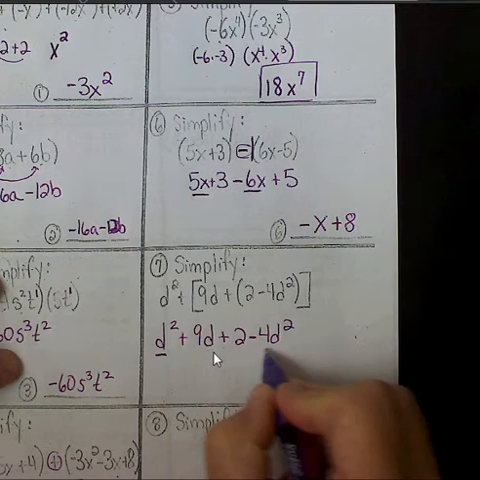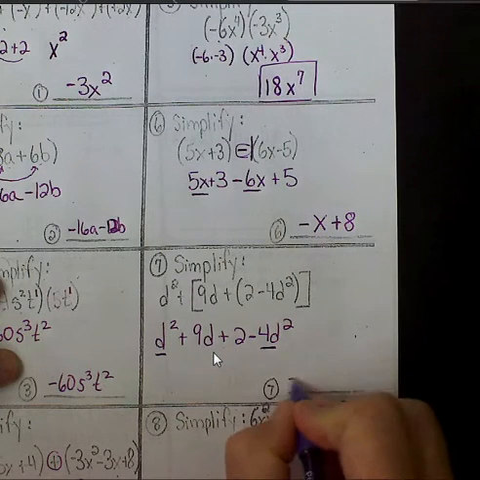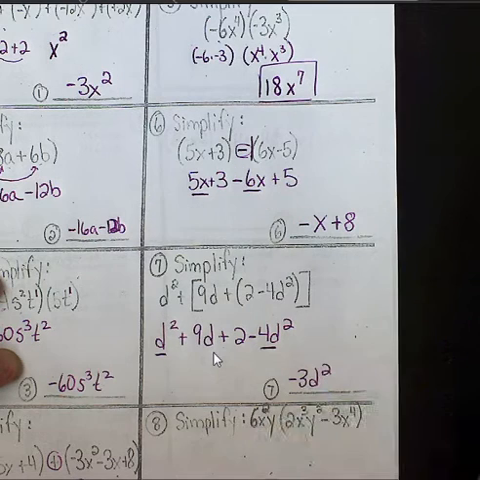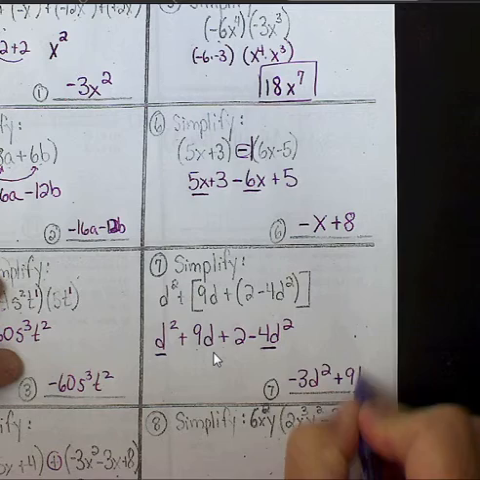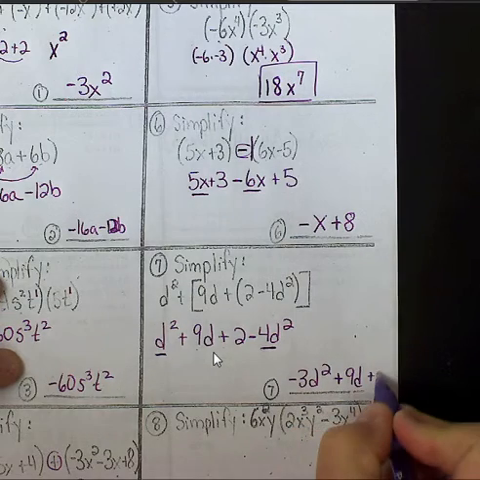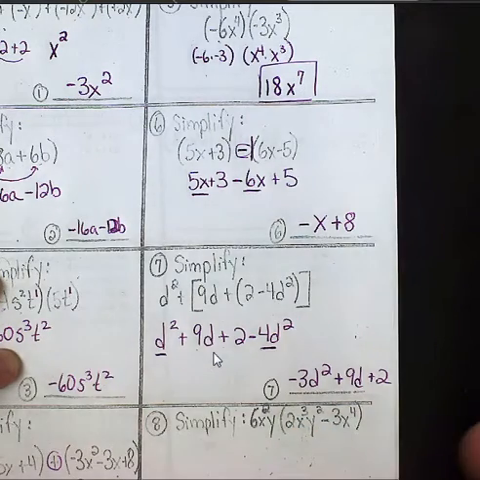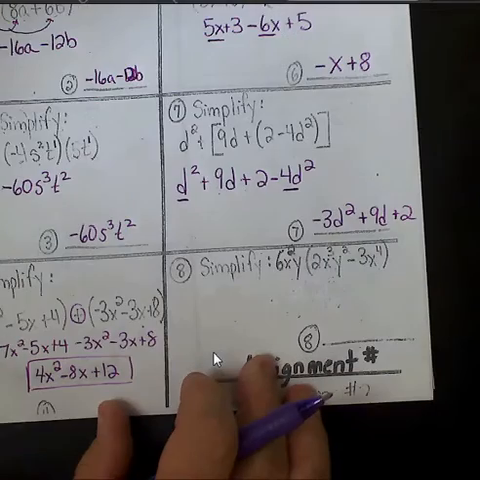I have this d squared and a minus 4d squared. That's minus 3d squared. And then I have a 9d and no other d terms, so plus 9d. And then I have a positive 2. And that's your final answer.